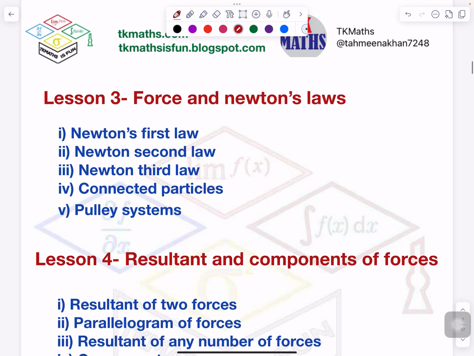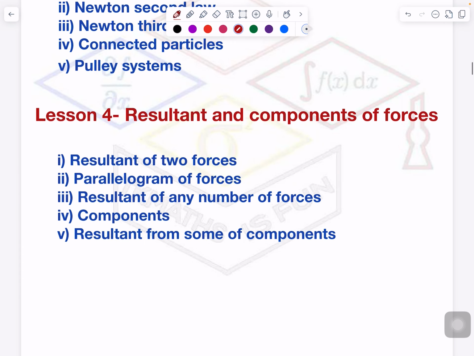Then lesson 3 will cover 3 laws of Newton, and then in context of that, connected particles and pulley systems. And lesson 4 will be on the resultant and component of forces. So resultant of two forces, parallelogram law of forces, resultant of any number of forces, component, and resultant from sum of those components.